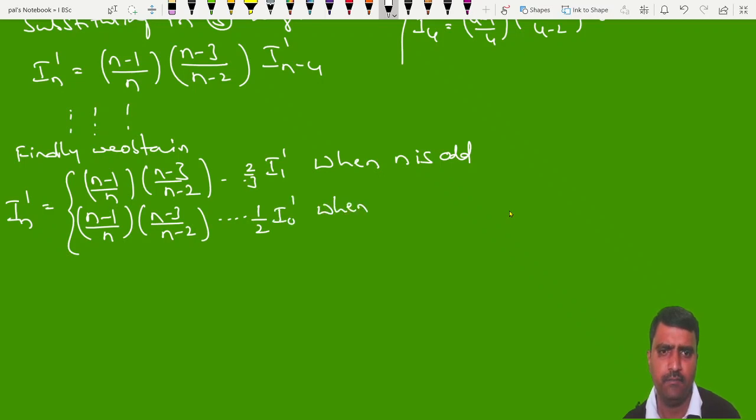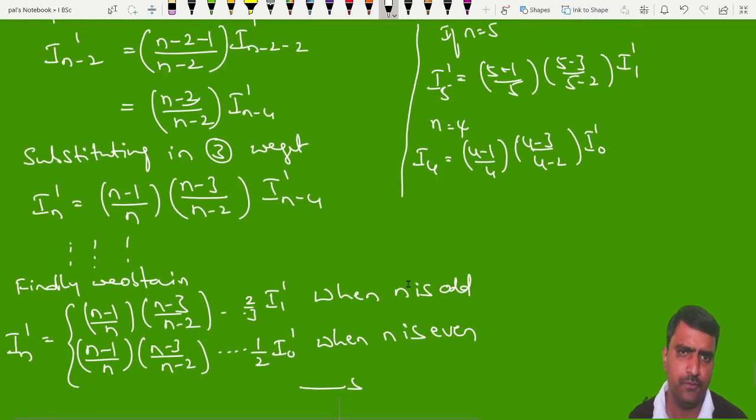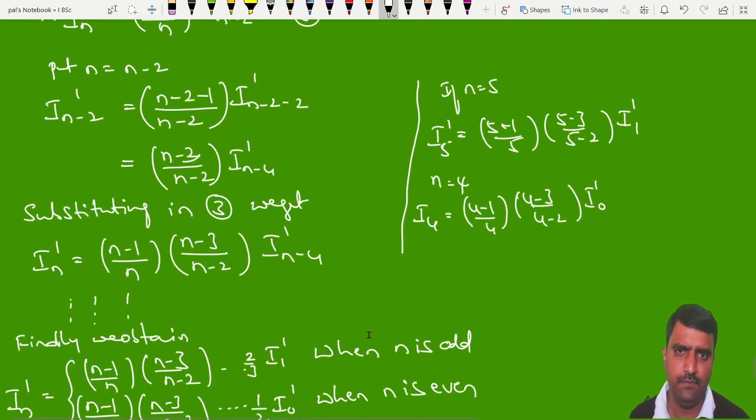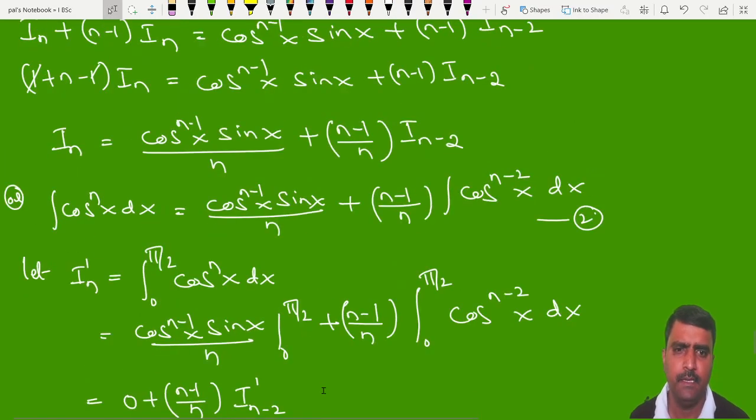When n is an even number, the question is what is I naught dash and what is I1 dash. Take the final value as 4. Now what is I1 dash? From this expression, you take this as a.